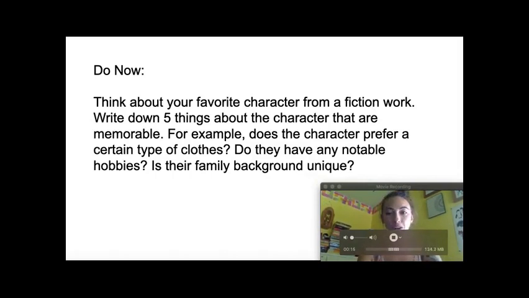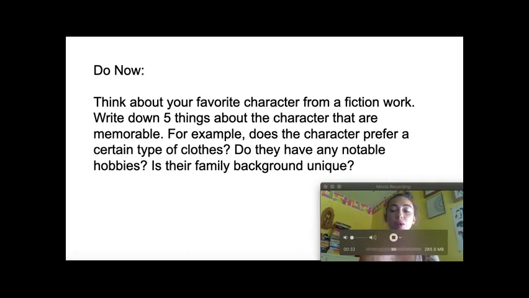It can be a book, it can be a TV show, any kind of work of fiction that you really love. And I'm going to ask you to write down 5 things about that character that are memorable to you. So 5 things about that character that made it your favorite, 5 things that really stuck out and made them different than other characters.